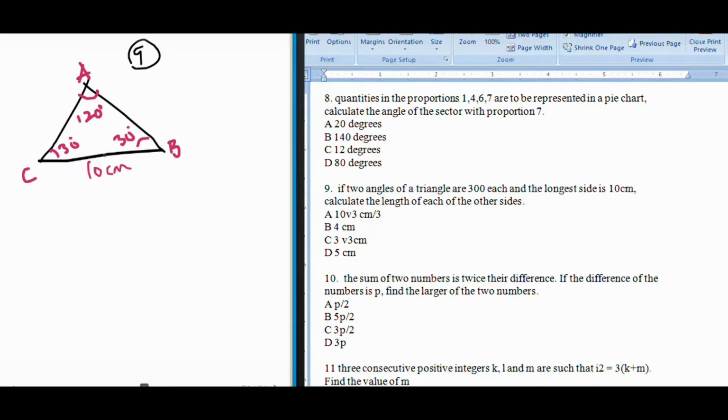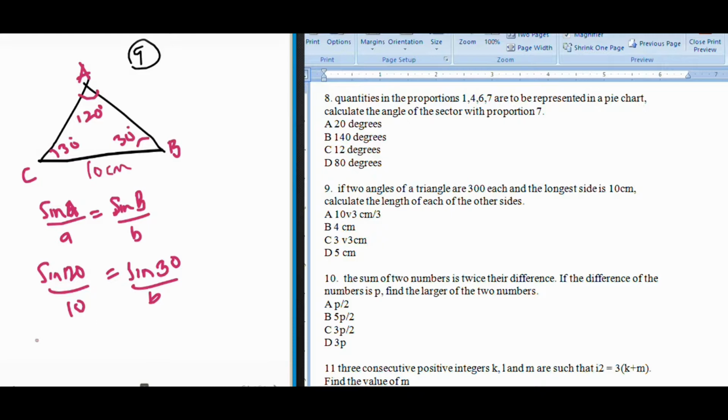Now we can use our sine rule. What does the sine rule say? Sine A over the side that faces A, small letter a, must be equal to sine B over the side that faces B, which is small letter b. Now, if our A is 120 degrees, then sine 120 degrees over 10 will be equal to sine 30 over b. b is what we are looking for. Once we have gotten b, we have gotten c, since it's an isosceles triangle, so small letter b must be equal to small letter c.